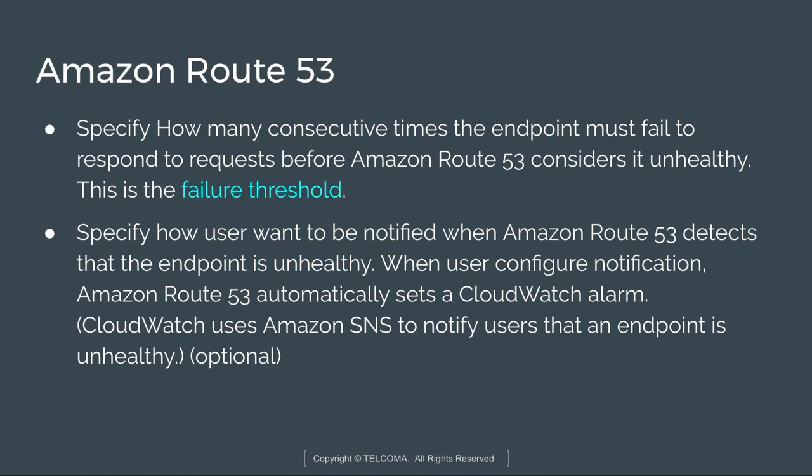After that, we need to specify how many consecutive times the endpoint must fail to respond before it is considered unhealthy. This we call the failure threshold. We also need to specify how the user wants to be notified when Amazon Route 53 detects that the endpoint is unhealthy.